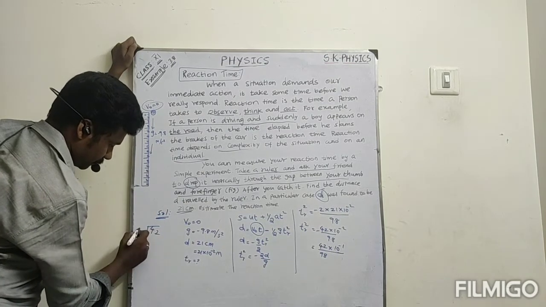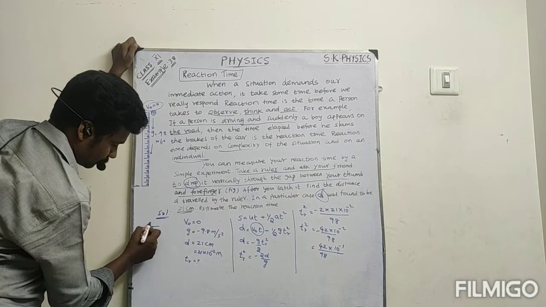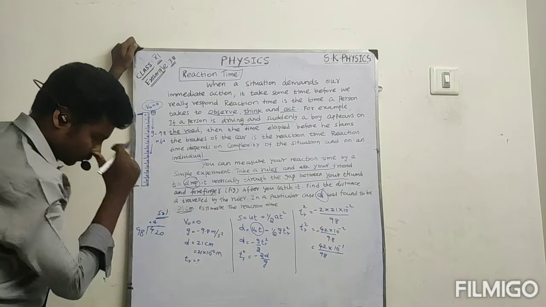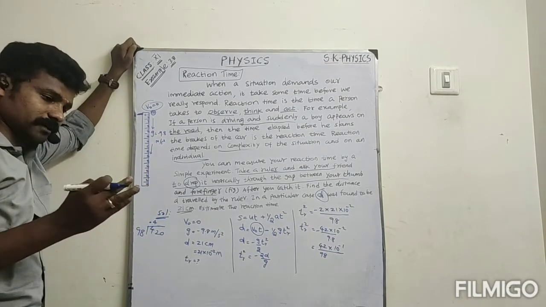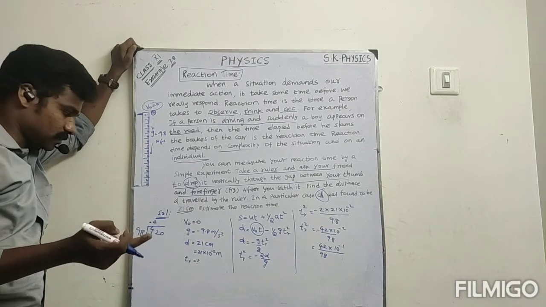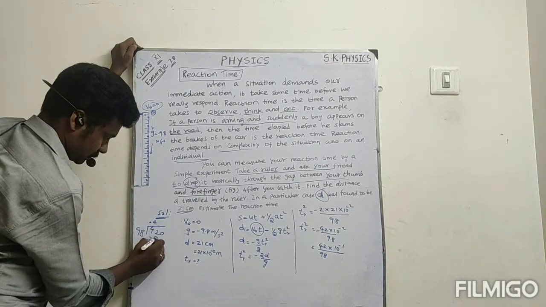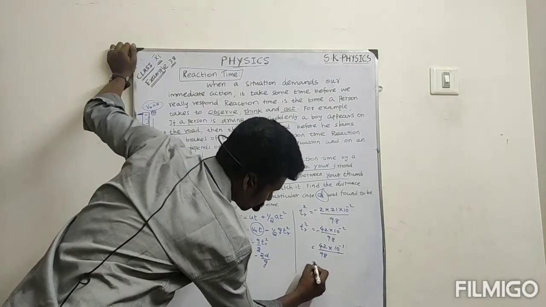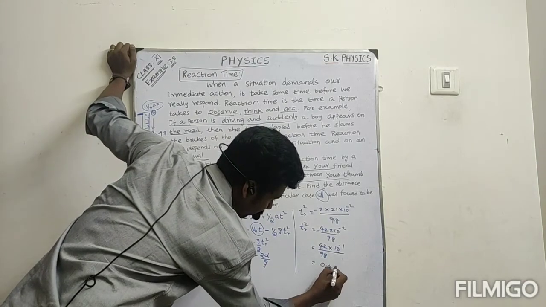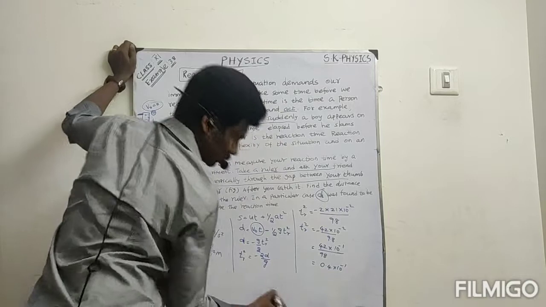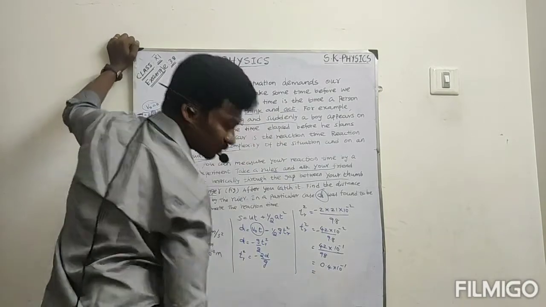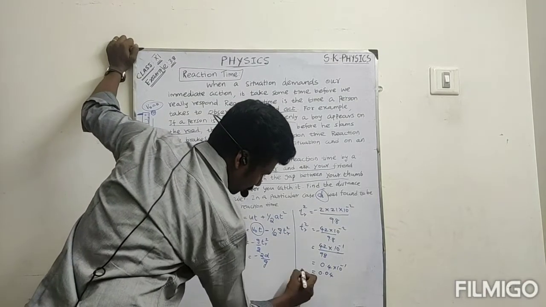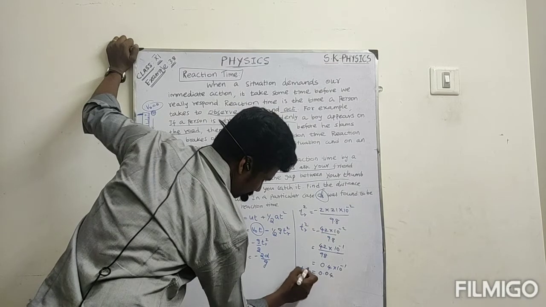42 divided by 98. Point, add 0, so 4 times will come. 4 into 98, 400 means 4 times 100 is 400. So 8 reduce, 392 will come. But anyhow 0.4 is enough, approximately. So this value is 0.4 into 10 power minus 1. So I can write this is equal to 0.4 into 10 power minus 1, which I can write as 0.04. So that is the reaction time square.